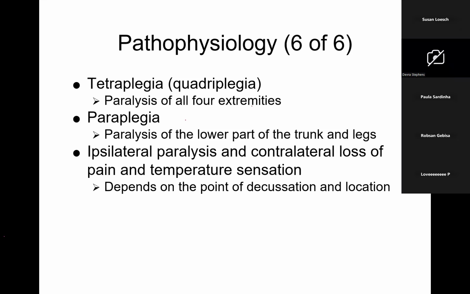Trauma in the lumbar region interferes with function in lower extremities and sacral parasympathetic nerves. Partial cord injuries can lead to different patterns of impairment. For example, ipsilateral paralysis, contralateral loss of pain and temperature sensation, depending on the point of decussation or crossover and the location of the specific injured tracts. So again, decussation is the crossing of the nerve fibers in the central nervous system, where they cross over from one side of the body to the other.